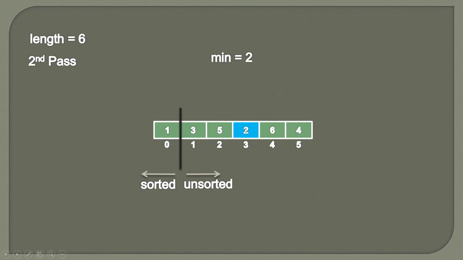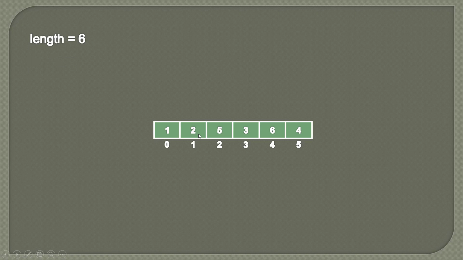Now after we found out that 2 is the minimum element, what we do is we simply swap it with the leftmost element of the unsorted part. So we'll simply swap it with 3. So 2 comes here and 3 goes here. And we also know that 2 is at its correct position now. So therefore, now our sorted part has 2 elements and unsorted part has the rest of the elements.